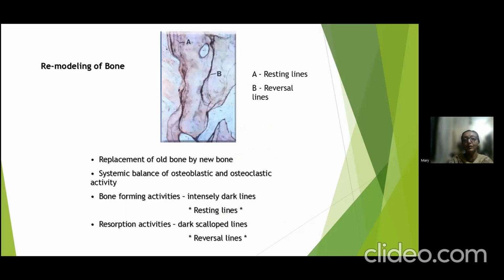The remodeling of bone in turn causes the formation of a few lines, that is the resting line and reversal line. When there is replacement of old bone by new bone, there is a systematic balance of osteoblastic and osteoclastic activity. The bone forming activity is depicted by the intensely dark line, that is the resting line. That is the initial line. You can follow my cursor. This is the initial line. This is the resting line. And resorption activity is seen by the reversal line or dark scallop lines, that is marked by B.